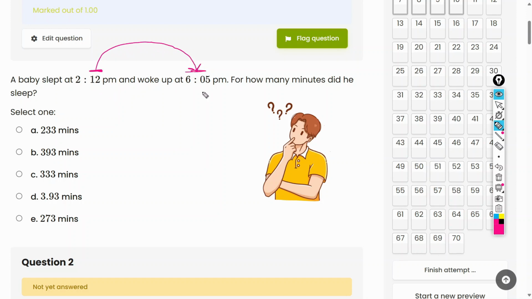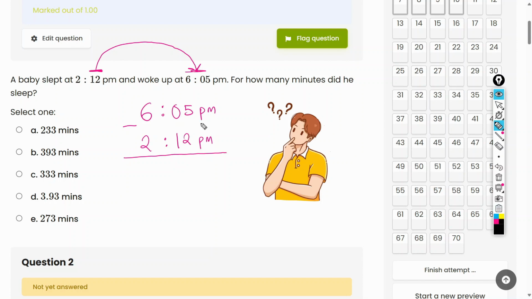Now, this is a case of finding the difference between both times. And when we hear difference, that is subtraction. So we are subtracting 2:12 p.m. from 6:05 p.m. So 6:05 to 2:12, we are subtracting.